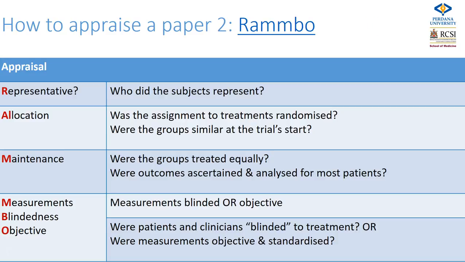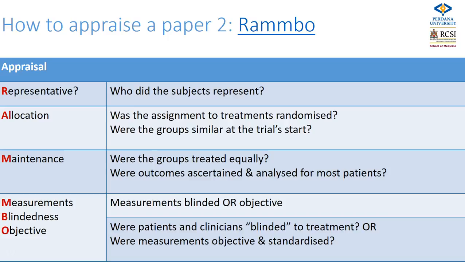First of all, look at how the paper is appraised. There's a method they use at Oxford called RAMBO. This is the mnemonic for it, and it stands for Representative, Allocation, Maintenance, Measurements, Blindedness, Objective. So let's look at these in turn.